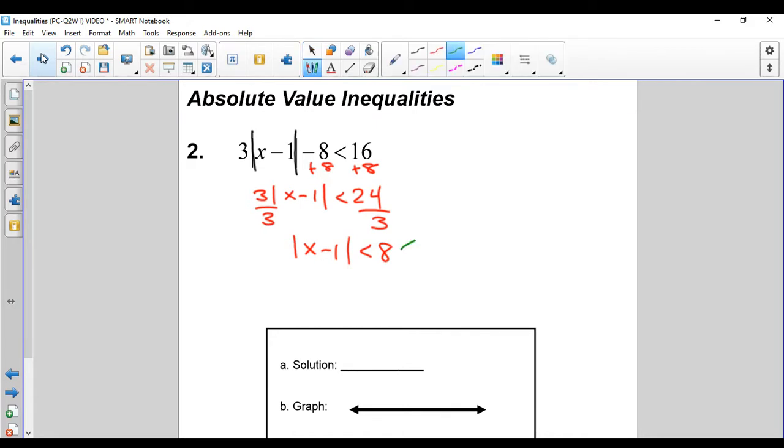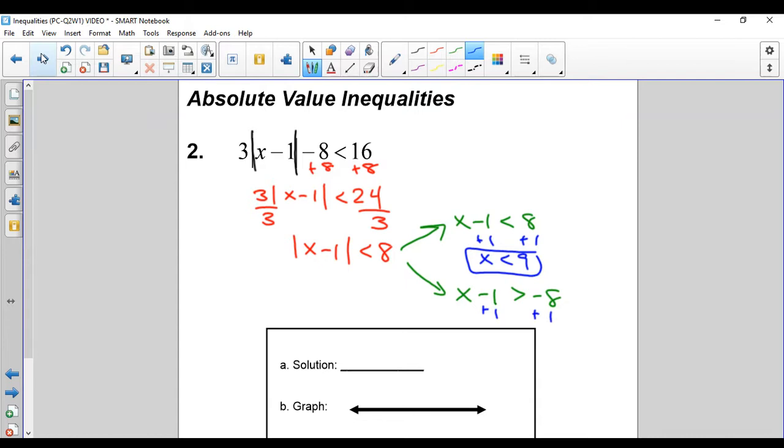Now we split it into two. You do what you want when splitting it up, but you need two of them there. It's the same thing as you see it without the absolute value bars. Left side stays the same. Flip the symbol, flip the sign. It's one step on each. x is less than 9 is one answer. x is greater than negative 7 is my other answer.